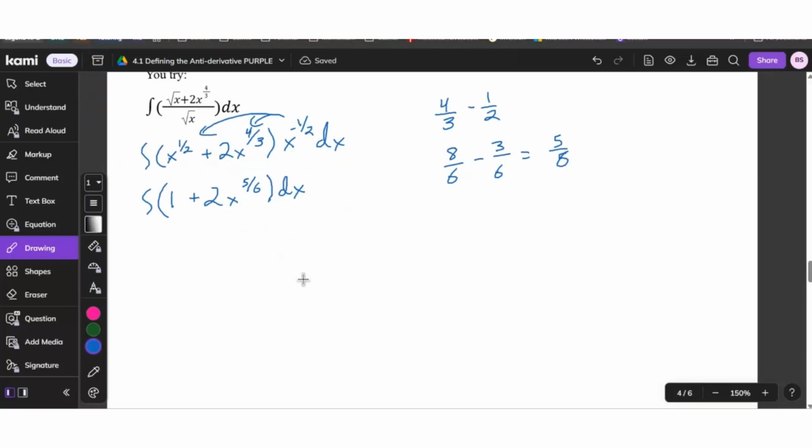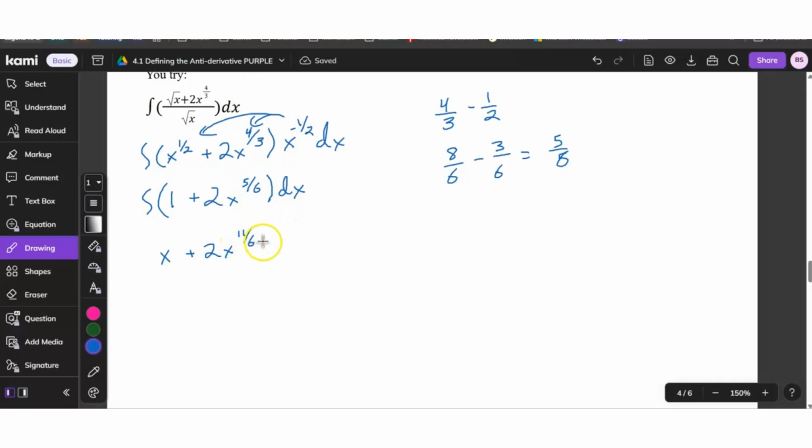All right, let's see if you guys did it right. So, hopefully you got this part. It was a little bit tricky. You have to remember that x to the 1/2 times x to the negative 1/2 is not 0, it's 1. This was a complicated fraction. But then we just need to integrate. So if this is 1, it just becomes x. Now here's the harder one. 5/6 plus 1. Did anybody get it? What'd you get? 11/6. Exactly.